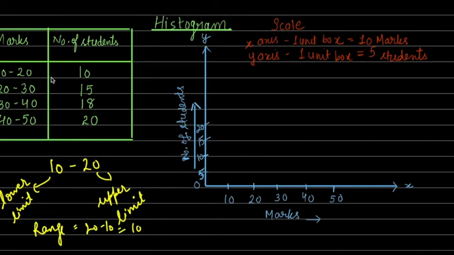So if you see 10 to 20, 10 students. So this is my range from 10 to 20, and there are 10 students who got marks in this range. So I can make it like this. Now there are 15 students between 20 to 30. So this is my 20, this is my 30, so the next bar should be like this. Then 30 to 40, there are 18 students, which will be below 20 and like this. And 40 to 50, there are 20 students, which will be exactly here.